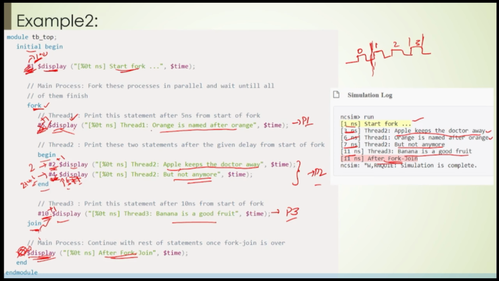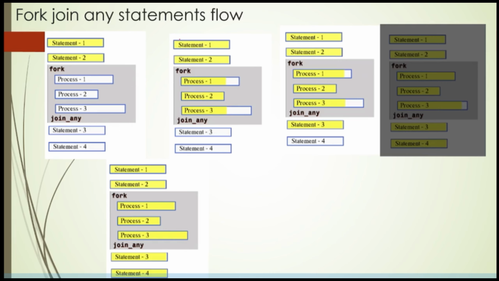Okay, so this is about fork join. Hope it is clear for you. If you have any doubts regarding this, you can ping me on any of my social media handles. Clear? And now going to our second type of fork join, which is fork join any.